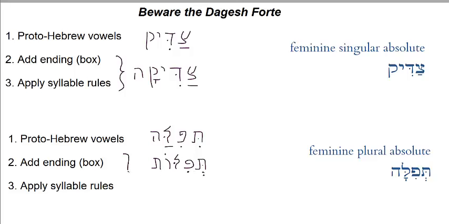And so I'm basically applying the syllable rules and adding the ending in one step here. Tifilot. Again, the presence of the Dagesh Forte is what is leading us to do what appears to break the rules, but really doesn't break the rules, because what we're doing is just applying the rules of closed syllables. We just have to remember that the Dagesh Forte closes the syllable before it.